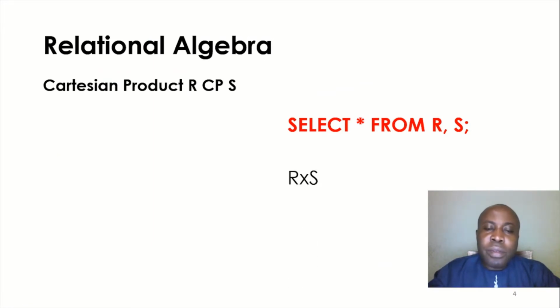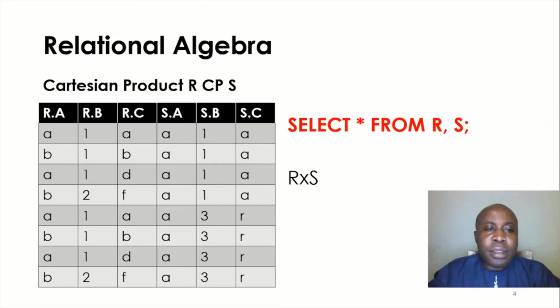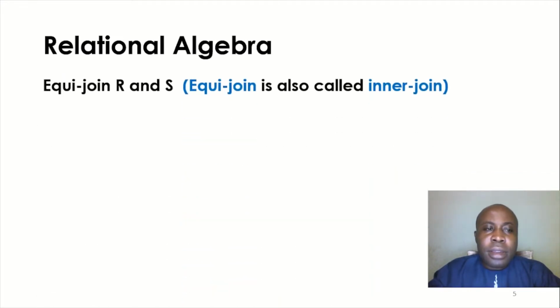So the symbol for Cartesian product is cross. So this is the result that we had. We continue with the equi-join of relation R and S. So equi-join is like fetching rows from the Cartesian product where a specific column in R has the same value in the column of the S relation.